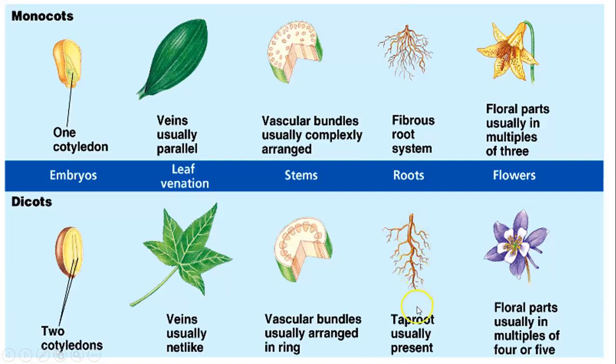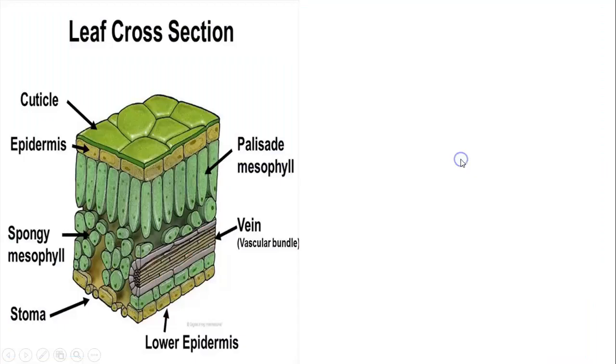It's thin and tall. The floral parts usually are divided into multiples of 3 in monocots. What does this mean? That the petals can be 3, 6, 9, while in the dicots, the petals are multiples of 4s or 5s, like they can be 4 or 8, or they can be 5 or 10.